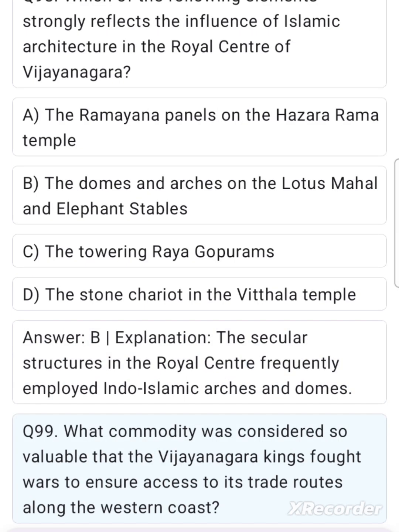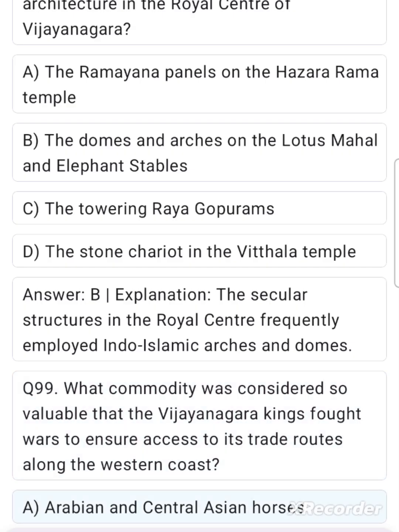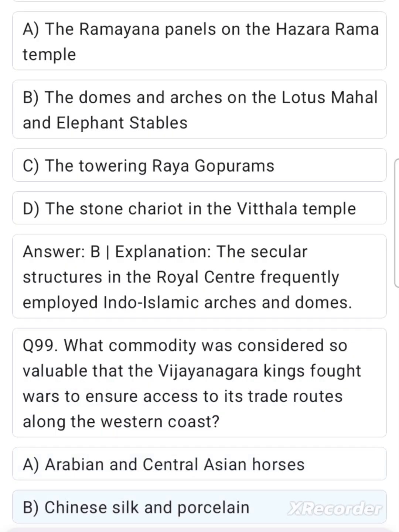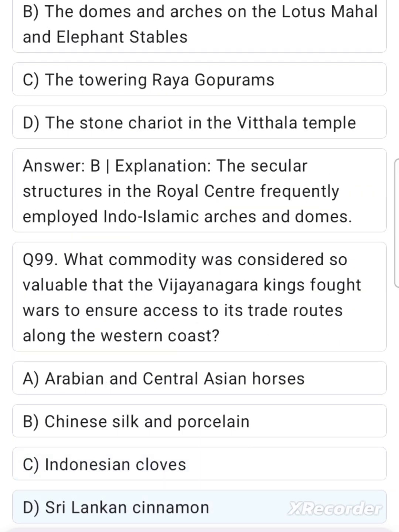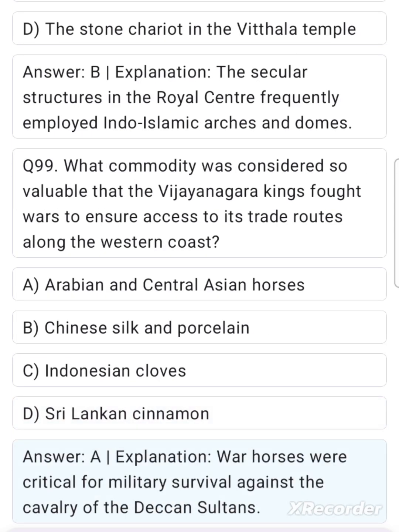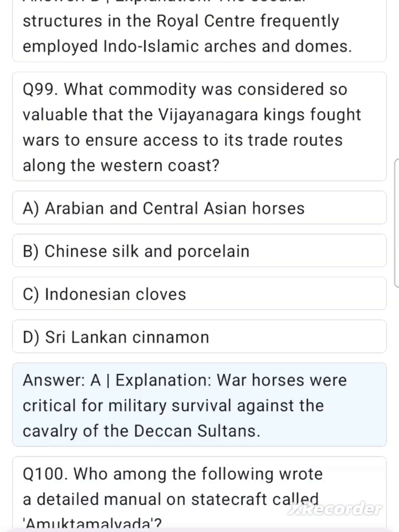Q99. What commodity was considered so valuable that the Vijayanagara king's fort was to ensure access to its trade routes along the western coast? A. Arabian and Central Asian horses. B. Chinese silken porcelain. C. Indonesian cloves. D. Sri Lankan cinnamon. Answer. A. Explanation. War horses were critical for military survival against the cavalry of the Deccan Sultans.